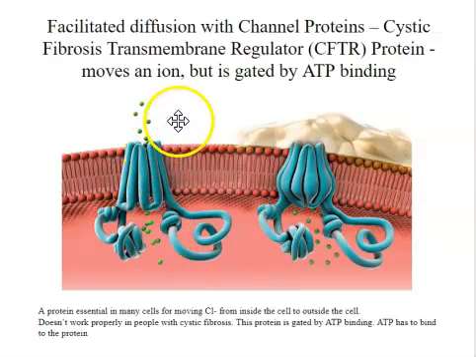out of the cell. If that CFTR protein is absent or not working properly, we don't properly move chloride ions out of the cell. And as a result, the mucus in our respiratory system becomes very thick and sticky, and that is the condition known as cystic fibrosis.